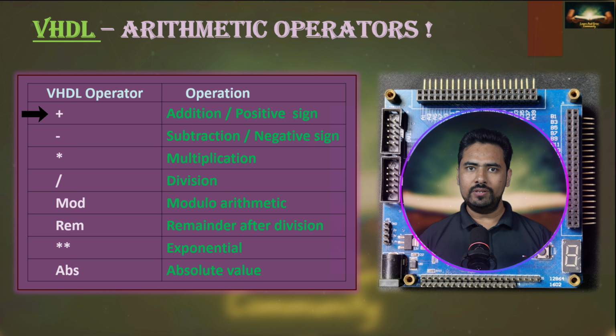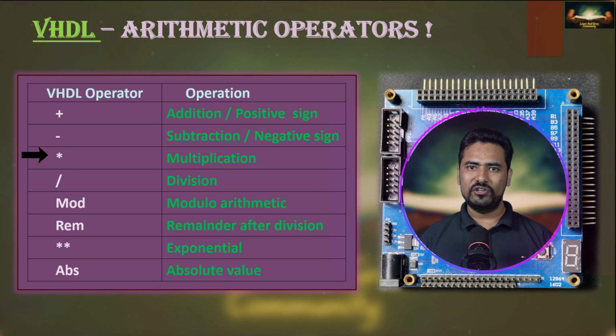First is addition, and the symbol is the plus sign. This will be used to add two numbers, and it also indicates a positive value. Second is subtraction, and the symbol is the minus sign. This will subtract one number from another number, and it also denotes a negative value.